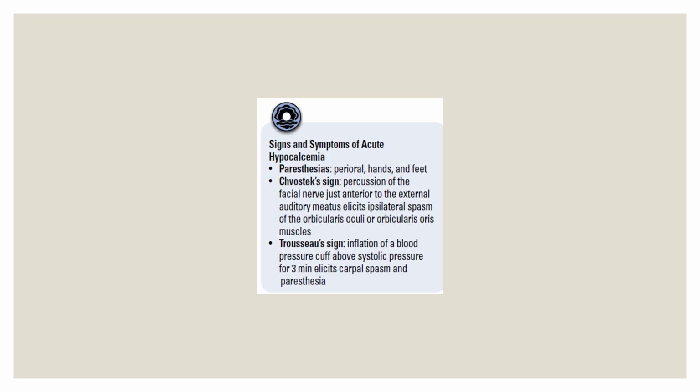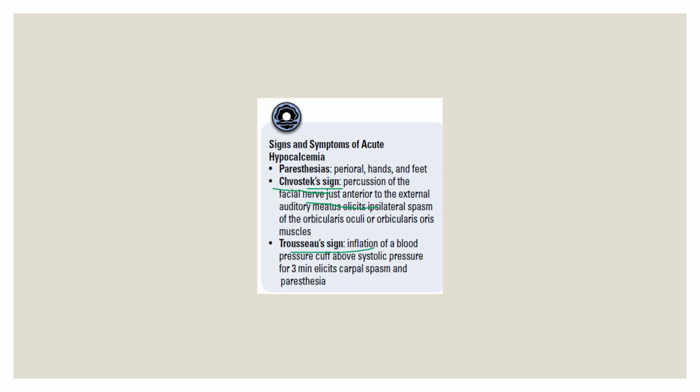What are the signs and symptoms of acute hypocalcemia? Paresthesias, like perioral, hands and feet. There can be numbness. Chvostek sign, mainly after thyroid surgery, you have to immediately look for these signs, especially within the first 24 hours if there is severe hypocalcemia. So what is Chvostek? You are percussing on the facial nerve just anterior to the external auditory meatus. That elicits an ipsilateral spasm of the orbicularis oculi muscle. That is called Chvostek sign.